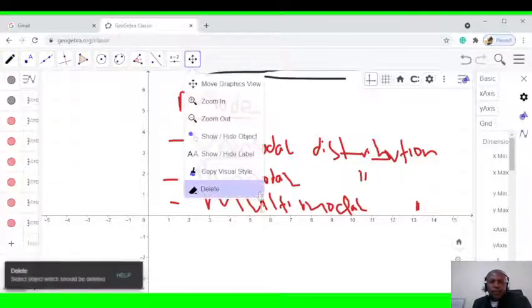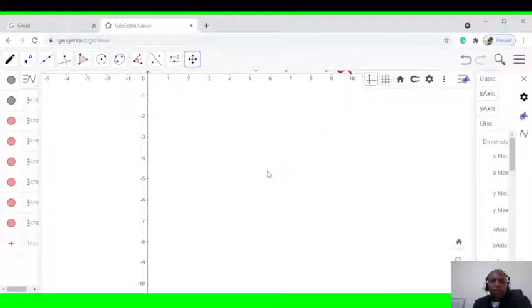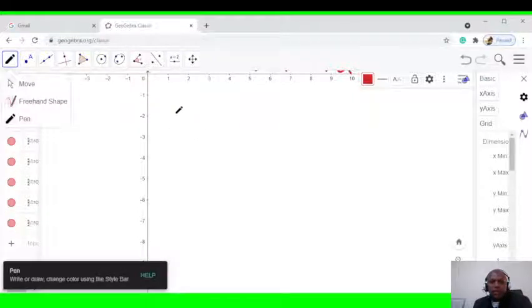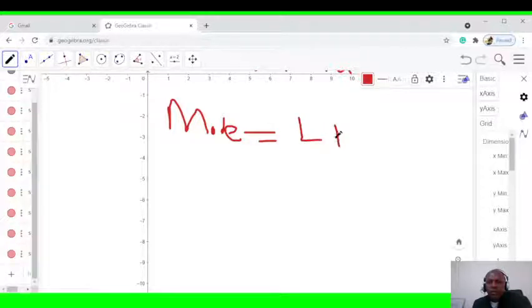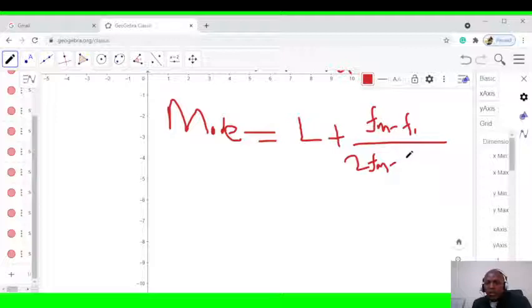Now, in our case here, we want to go direct to how we can compute the mod, and we say that the mod is given by the lower class boundary plus the frequency of the model class minus the frequency of the class preceding or coming before the model class, divided by 2 times frequency of the model class minus frequency preceding the model class minus frequency proceeding or following the model class, times the class interval.